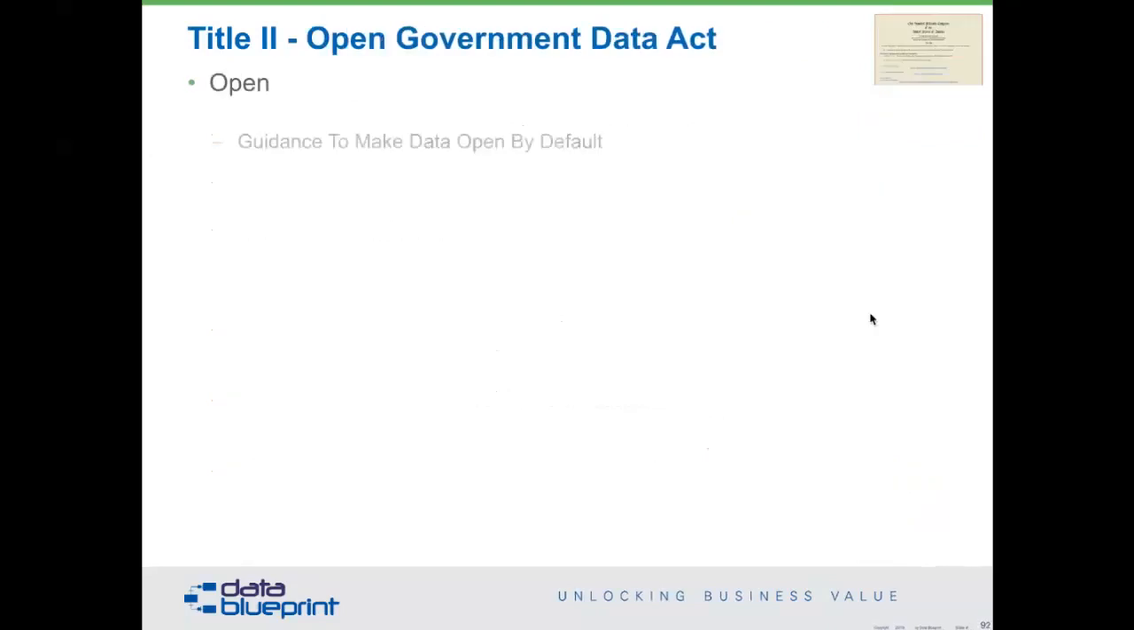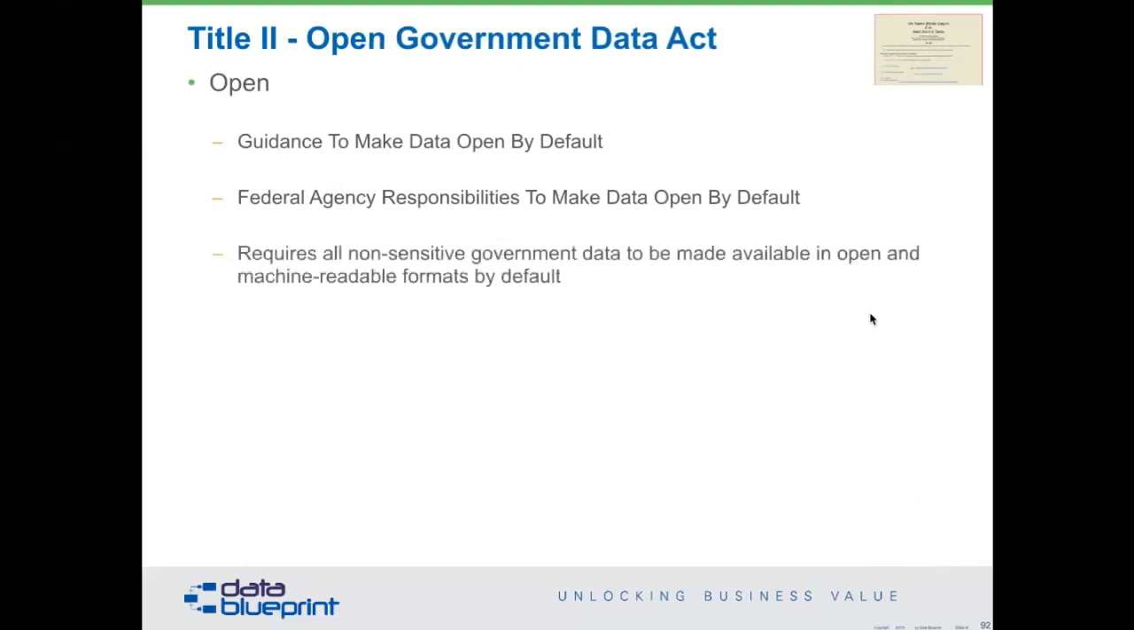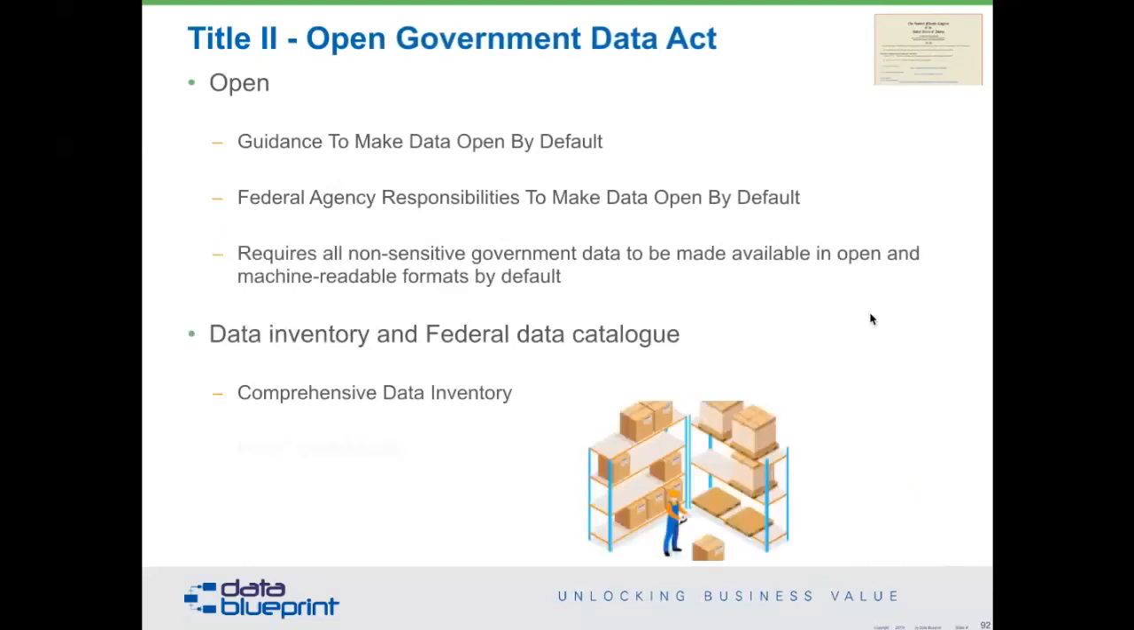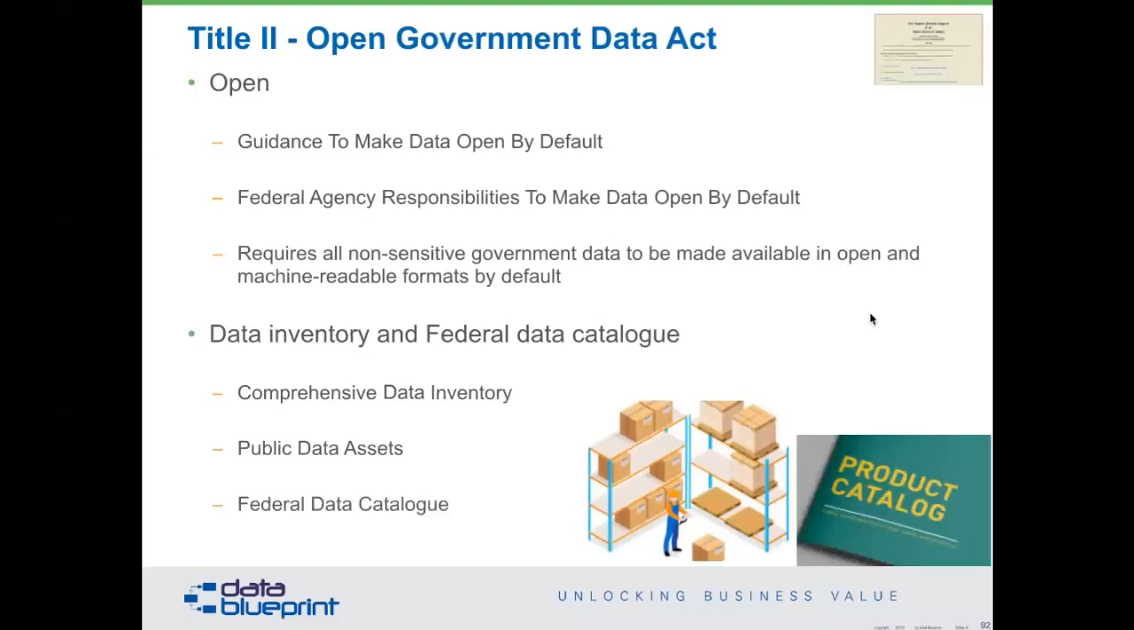Title II of this says that all data in the federal government is now open by default. That has already occurred. They are responsible for making the data open by default. The agency can't just say, okay, we'll come and get it. They actually have to provide it. And it requires that anything that is non-sensitive be made available in machine-readable formats by default, which means no more PDFs from the government. They start the process of doing a data inventory and a federal catalog, developing comprehensive assets, because these are public data assets, and they should be used by the public in the ways that they are intended to be used.